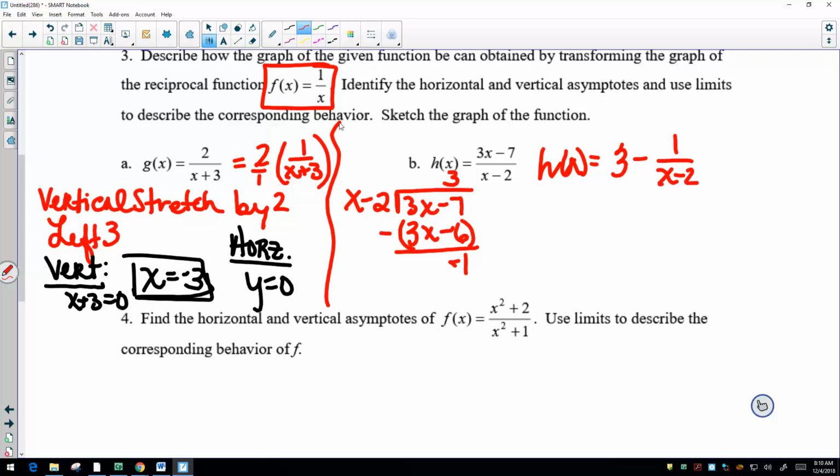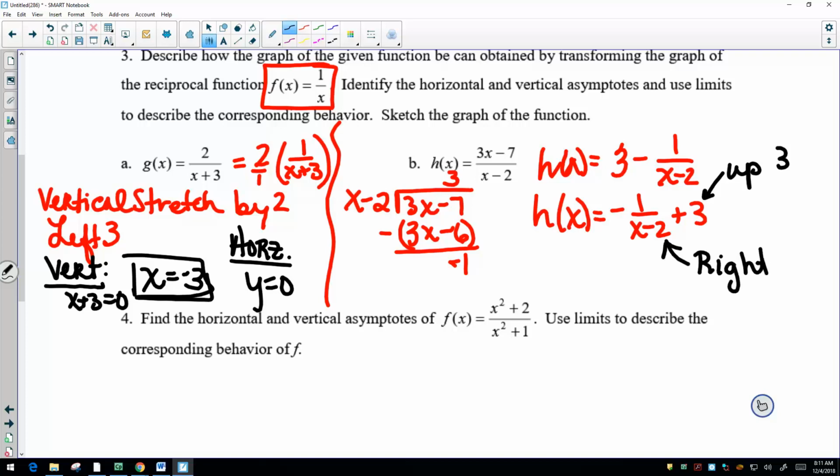Okay, if that doesn't look right, you don't like that, here's a different way that we could write it to look like the transformation of the parent function. Same thing, I'm just going to rewrite this slightly different. So now we can see some transformations that are happening here. I can see that the 3 is saying we are going up 3 units. This -2 is saying we are going to go right 2 units. And then this negative that we have in the front, that's saying we are reflecting over the x-axis.